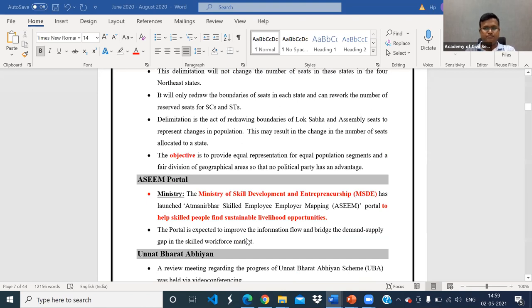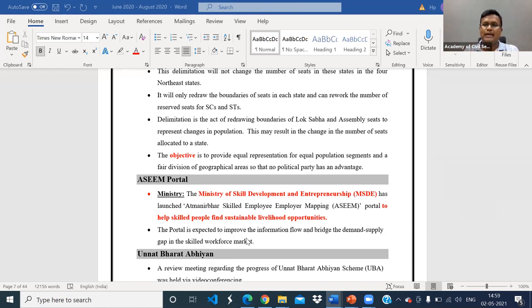ASEEM portal. It is a web portal, a digital portal of the Ministry of Skill Development and Entrepreneurship. The ministry managing it is the Ministry of Skill Development and Entrepreneurship. The full form is Atmanirbhar Skilled Employee Employer Mapping. Now you can understand that it is a portal connecting employees and employers. If you are an employee having a particular skill, you can register. If you are an employer who needs a specific person, you can register.